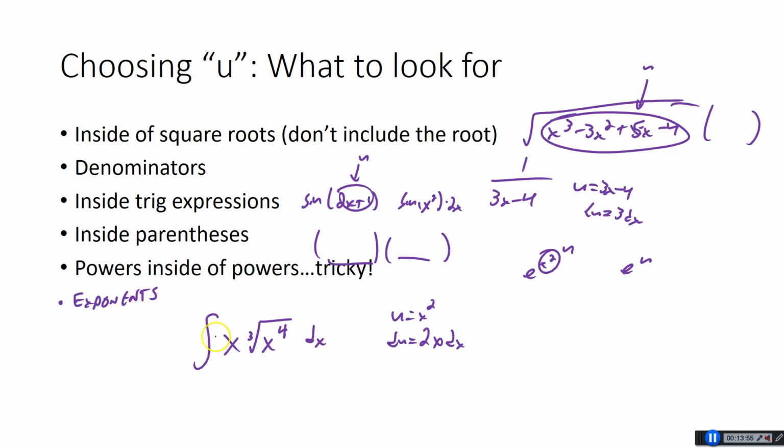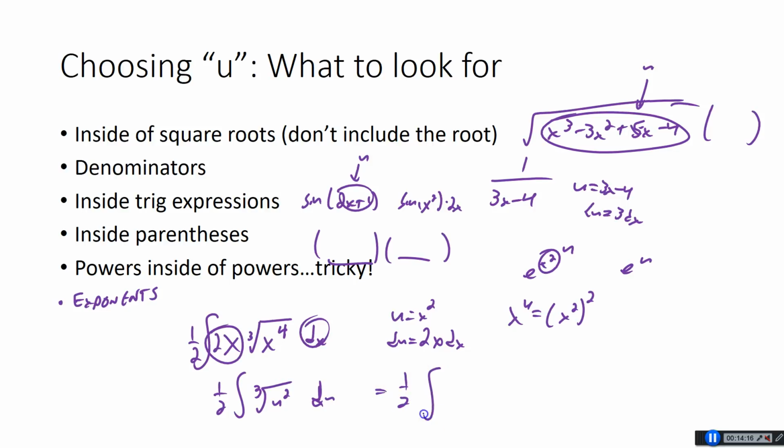I have x dx. I need a 2, so I'd throw a 1/2 out front. So 2x dx turns into my du. So I have 1/2 integral something du. Now the trouble is this x to the 4th. Well, what is x to the 4th in relation to x squared? So x to the 4th is x squared squared again, right? So what I have here is the cube root of u squared. That's u to the 2/3, so we have 1/2 integral u to the 2/3 du.